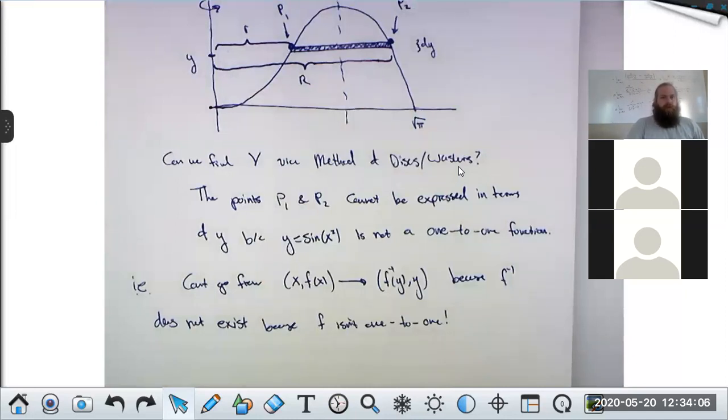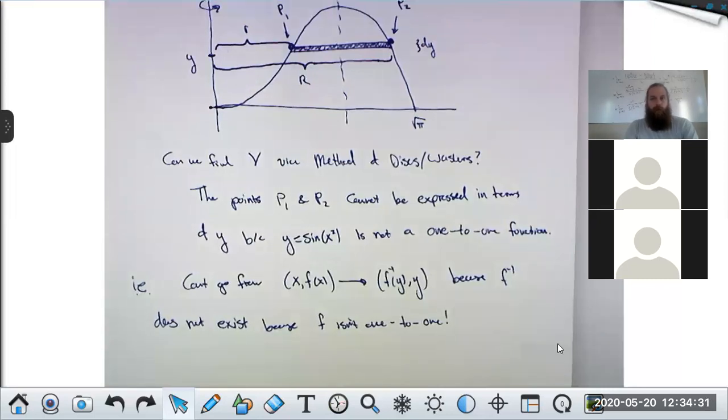So in other words, setting things up here is hard. More than hard, it's impossible. We couldn't possibly set this up using the disk washer method because I could never write little r and big R as functions of y. And I would need to write them as functions of y because my integral is going to be a dy integral because my strip is a dy thickness. In other words, a new method is required.